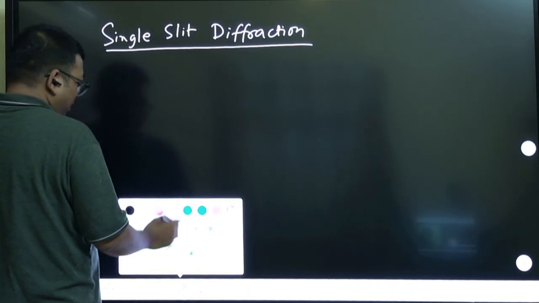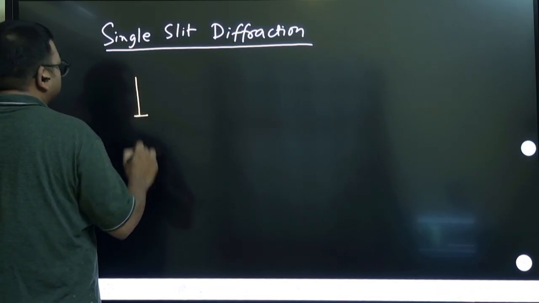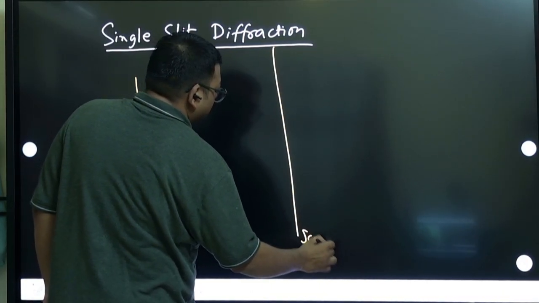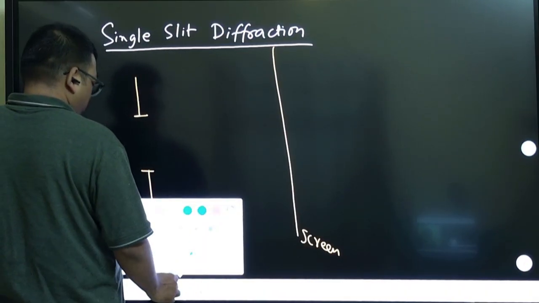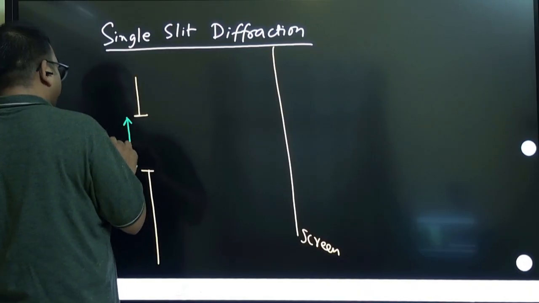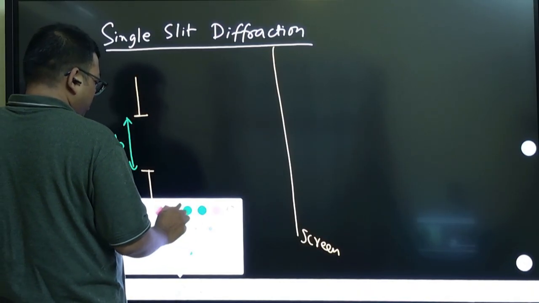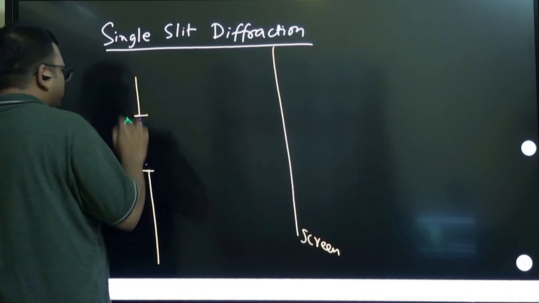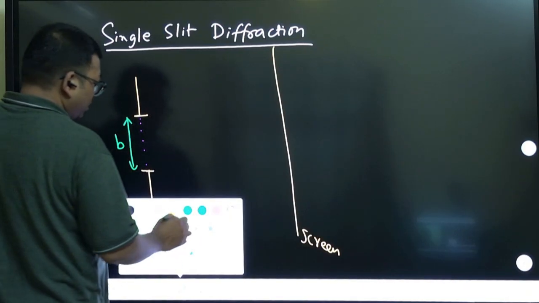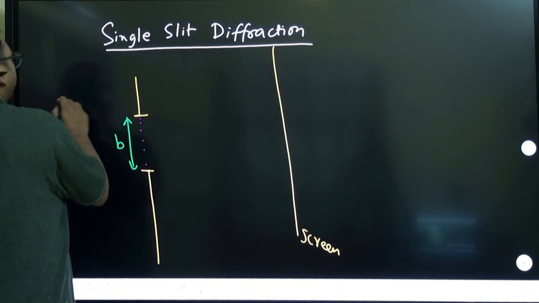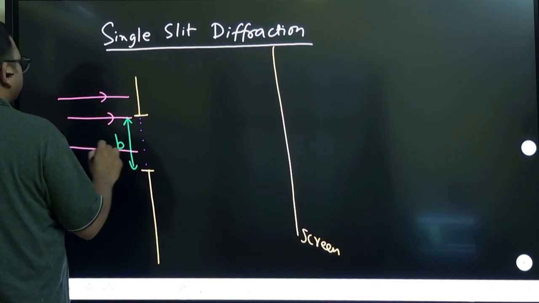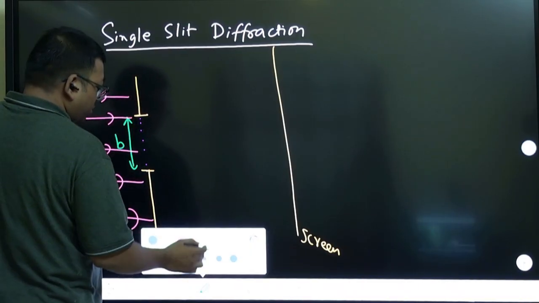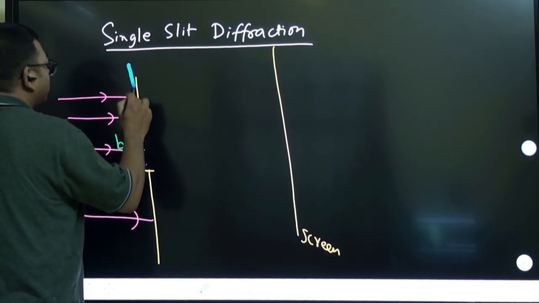Okay, so here what happens is that there is a single slit here like this. And this is the screen here. The screen is here, and the width of this slit is B. Light will be coming the same way, parallel rays coming and hitting. So when parallel rays are coming, the wavefront of those parallel rays will be hitting it like this.